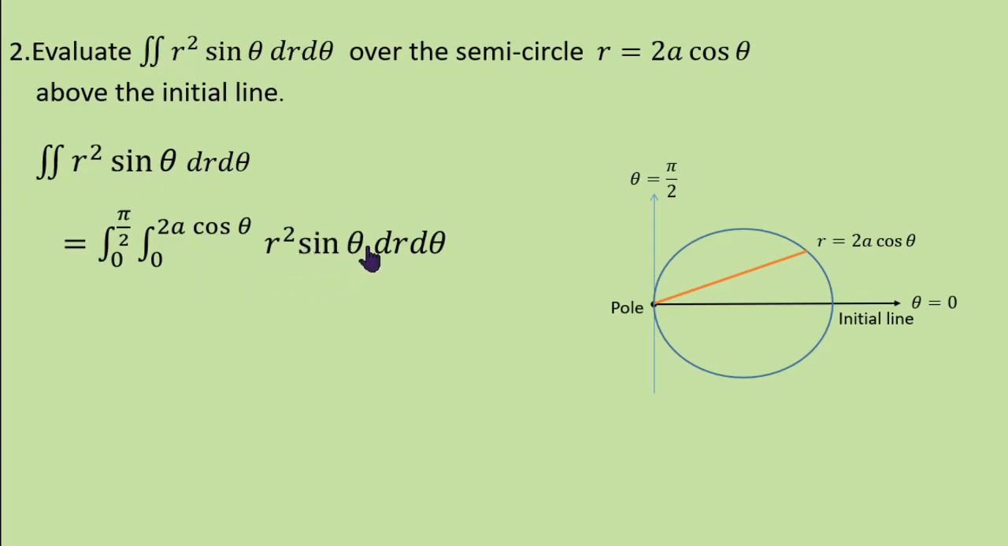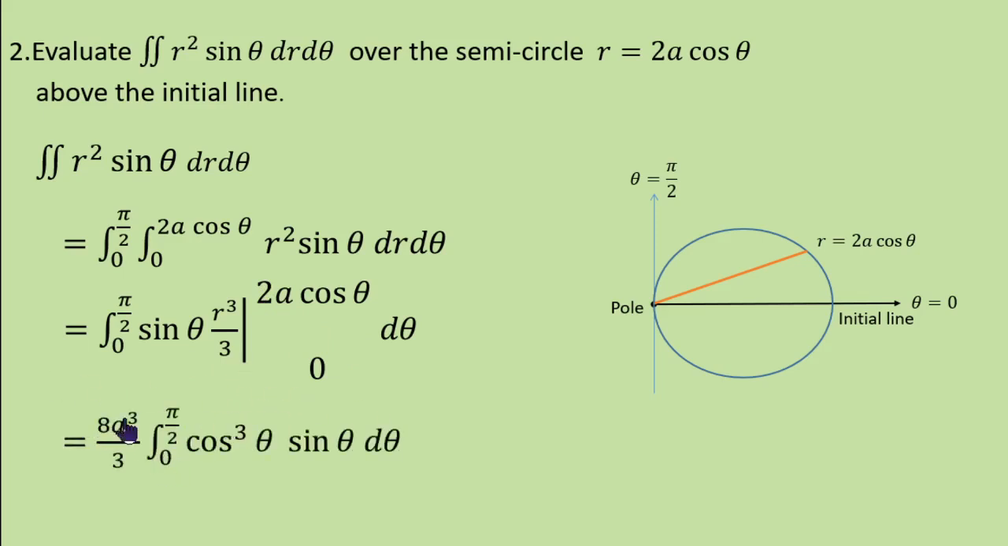Now sin theta is constant. You are integrating first with respect to r. Integration of r square is r cube by 3. Sin theta is constant and the limit of r is 0 to 2a cos theta. The upper limit is 2a cos theta. Its cube is 8a cube cos cube theta by 3. That means 8a cube you take outside, by 3 also take outside. That means 8a cube by 3 integral 0 to pi by 2 cos cube theta into sin theta d theta.